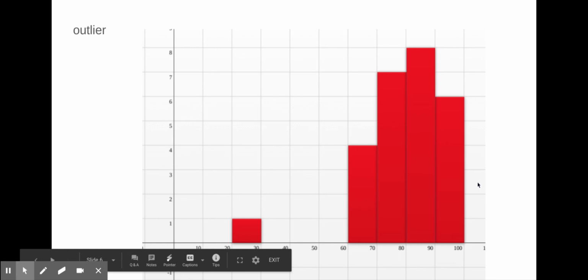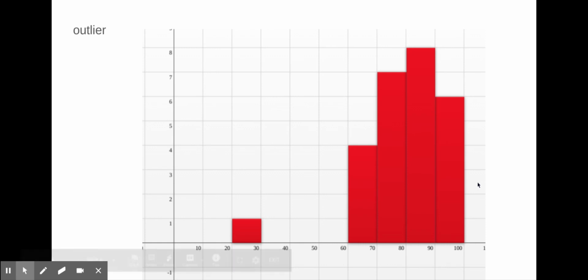So these ideas about how we can identify the shape of distributions, whether it's symmetrical, whether it's skewed, whether there are clusters, and whether there's an outlier, can help us analyze how data appears, particularly when we're looking at a visual representation.